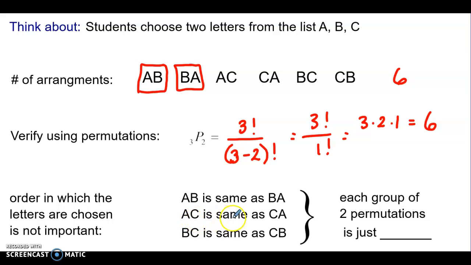Similarly, AC and CA would be the same combination of 2 letters, and BC is the same as CB. So instead of 6 different permutations of 2 letters, each group of 2 permutations is just 1 combination of letters.